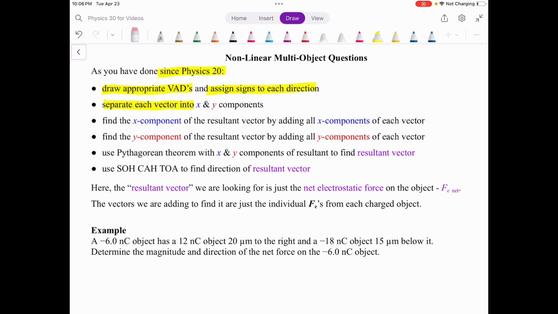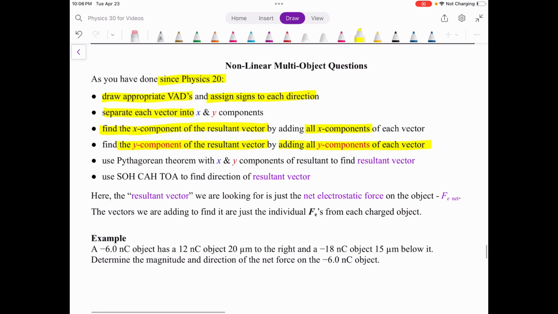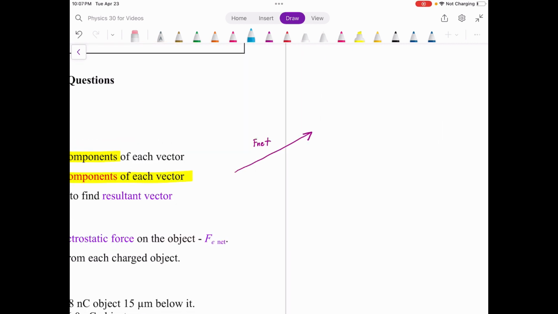That's why we need to separate them into x and y components so that we can add x's to x's and y's to y's. And then we add up all the x's, and that gives us the x component of the resultant vector, right? We add up the y components of each vector, and that gives us the y component of the resultant vector. Okay? Essentially, what we're trying to do is build this triangle. Trying to find the net force acting on an object, right?